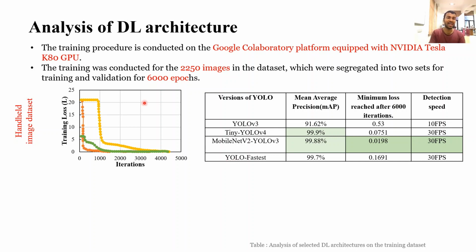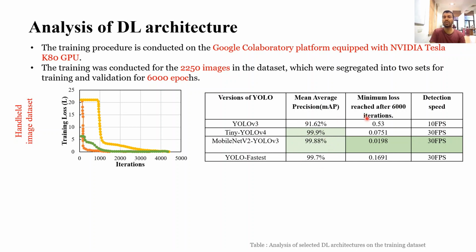We can see that initially the training loss starts from a higher value, and over the training iterations it reduces to about 0 at about 3,000 to 4,000 iterations. In comparison of the different evaluation metrics, we find that the standard YOLO V3 network has a lower mean average precision in comparison to the lightweight frameworks.